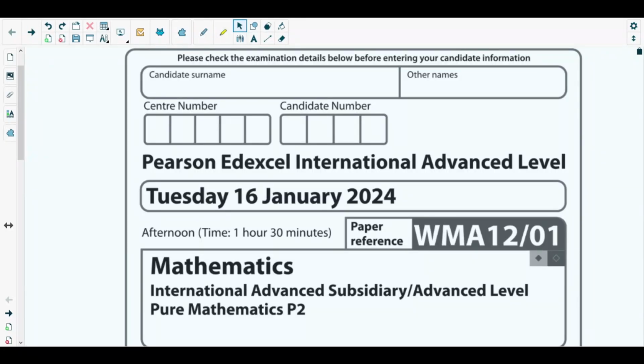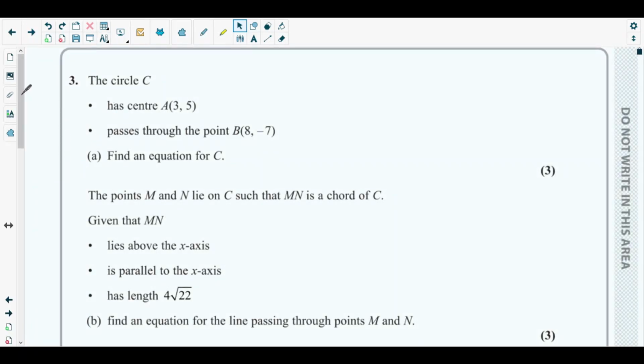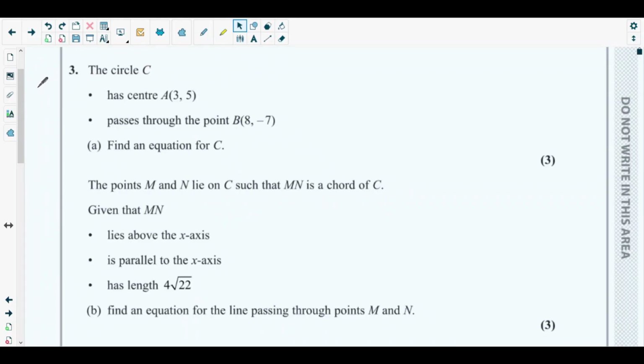So in this video, we will be solving the third question of the January 2024 Pure Mathematics 2 paper. Let's see what question number 3 from this paper is about. The concepts behind question number 3 have been discussed in chapter number 2, that is, coordinate geometry in the xy plane, in your Pure Mathematics 2 textbook.